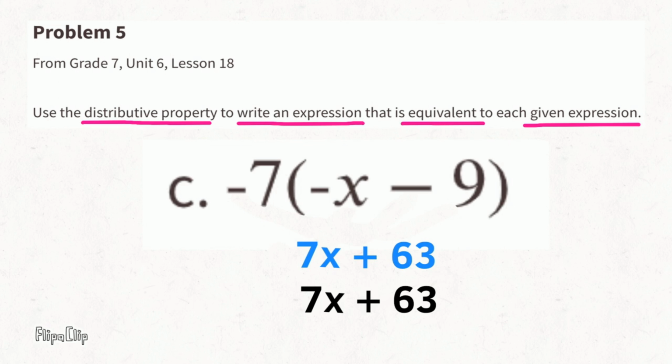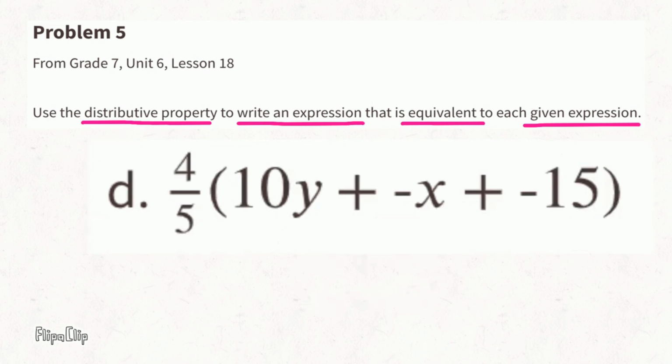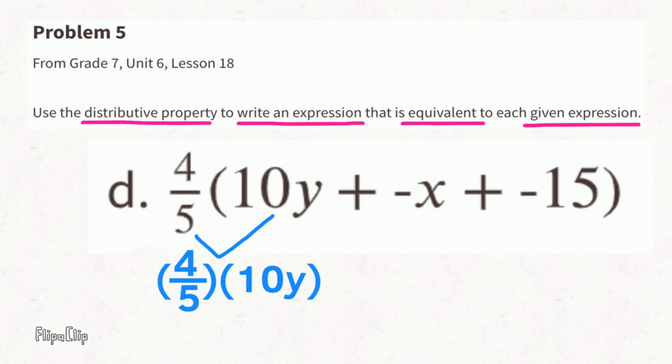7x plus 63. You can always tell by looking how many terms you're going to have in your final expression, just by looking at the terms here. We have one term with a y, we have another term with an x, and we have a term with no variable at all. So we're going to have 3 terms in our final expression. The outside term, 4/5, times the first term, 10y. 4/5 times 10y. I'll multiply these two terms in a minute.